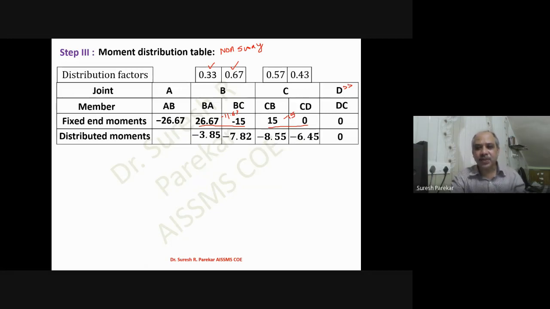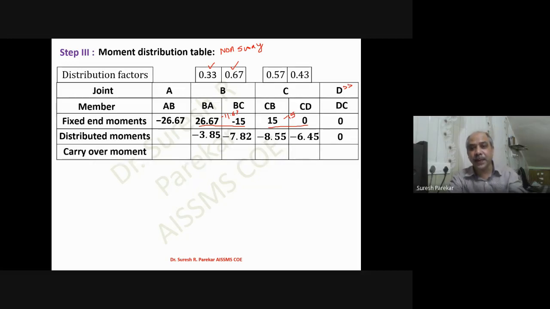And then after distribution, we have to go for the carryover moment always. Now you can see for BA, I have to go to AB, exactly reversing the letters. At the A end, we have the far end, which is fixed, so the carryover moment will be half. Now we have BC, CB. So CB goes to BC, half of this. BC goes to CB, half of this.